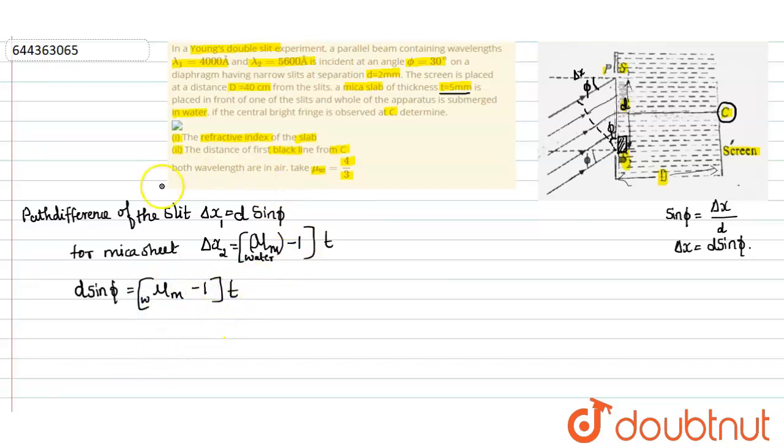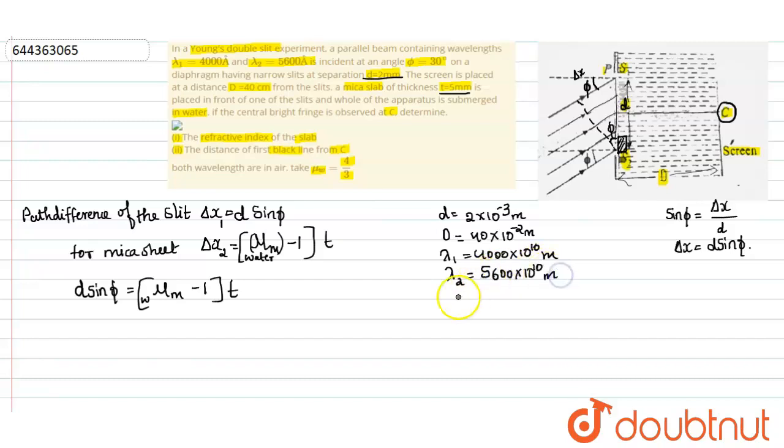So substituting the values, we have small d equal to 2 millimeter, that is 2 into 10 to the power minus 3 meter, capital D as 40 centimeter, that is 40 into 10 to the power minus 2 meter, and lambda 1 value as 4000 angstrom, and lambda 2 as 5600 angstrom, and thickness is 5 into 10 to the power minus 3 meter. So these are the values given.